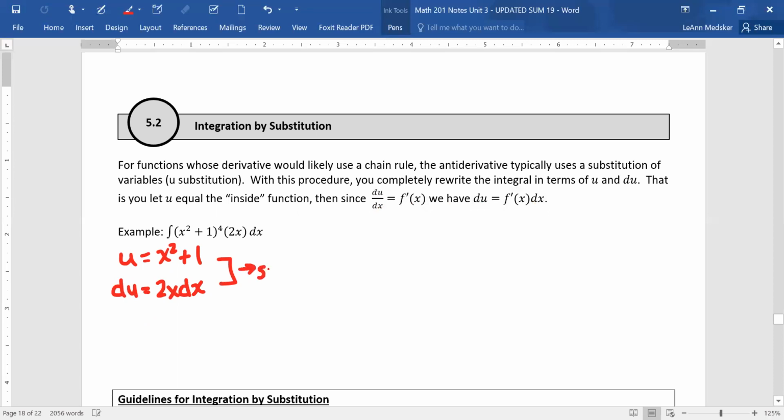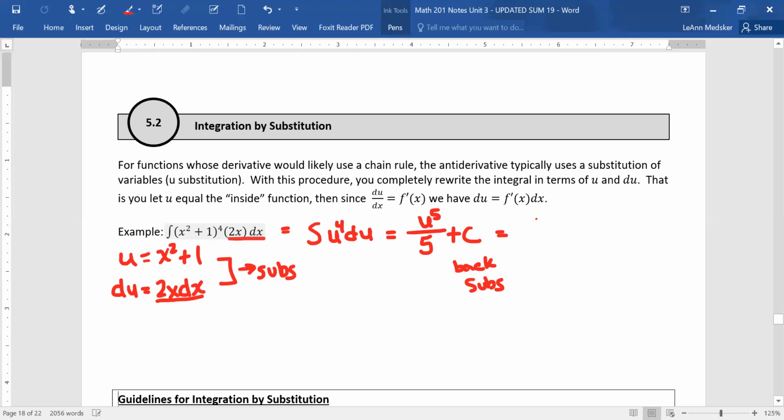Now we have to make sure that our problem actually is set up to do substitution. So what we have is that we would let this equal u to the 4th, and then notice 2x dx is this, so that is just du. Then we would take the integration using our general power rule. So we add 1 to the exponent and divide by that new number, and we have our constant of integration. And then we do what's called back substituting. So then this would be (x squared plus 1) to the 5th over 5 plus c.